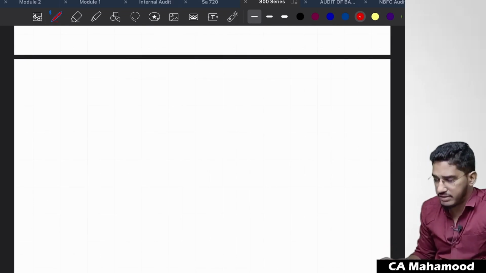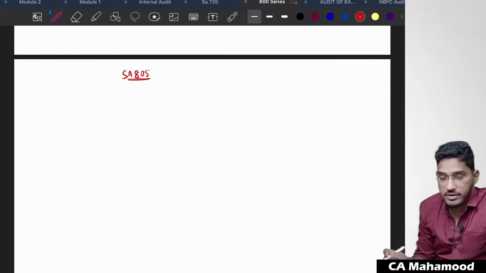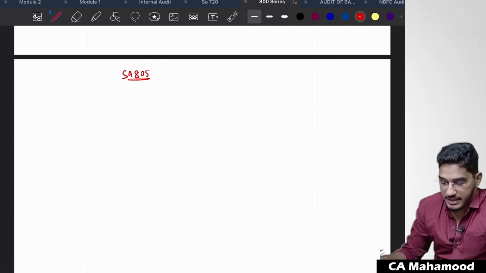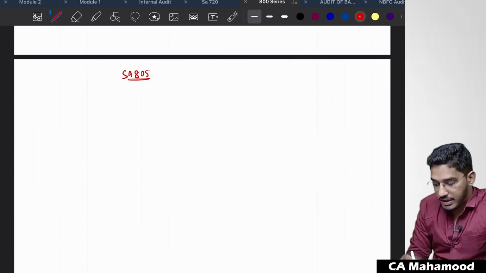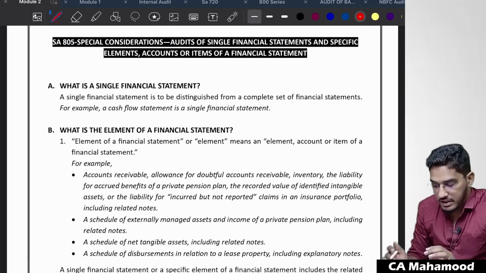So since we are successfully done with SA 800, now we are going to start discussing SA 805. We'll try to discuss now what? The standard number SA 805. Let us try to understand from the material what is the title of the standard. What does the standard deal about?